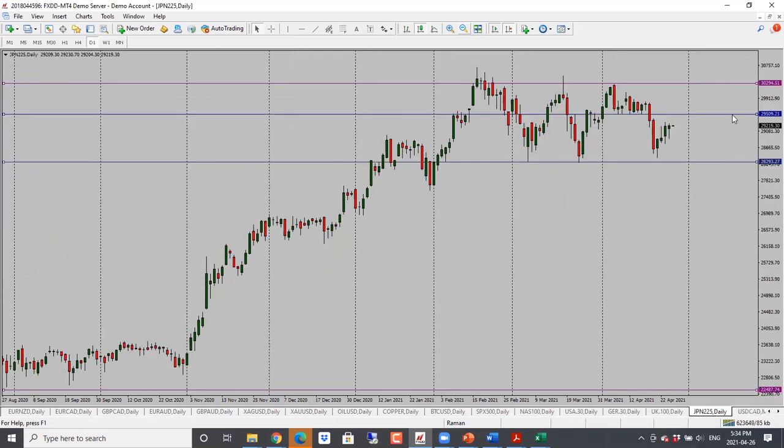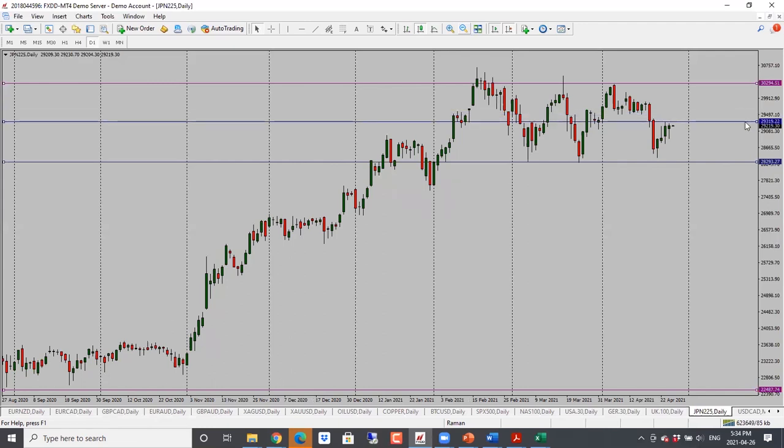And Nikkei here, Nikkei holding, but at this point, price is into resistance. Now it has struggled here. So if it doesn't go through 29,320, then it could turn around. So this is the first thing we have to watch out for.